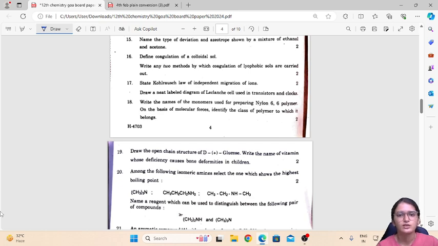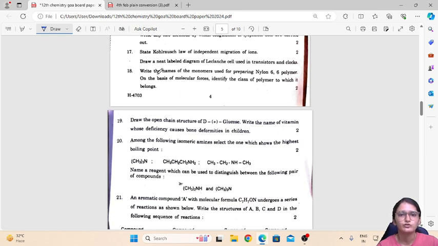Okay, then next question is from electrochemistry: state Kohlrausch's law of independent migration of ions. Now this is a very simple and frequently asked question. So Kohlrausch's law, what does it state? It is related to the limiting molar conductivity. It states that the limiting molar conductivity of an electrolyte is equal to the sum of the limiting molar conductivity of the individual ions present in it.